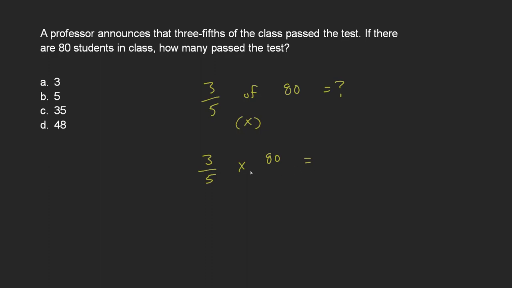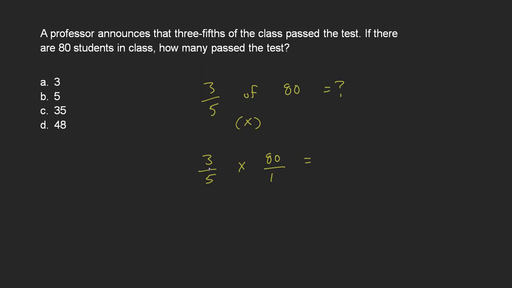And there are a number of different ways that I can go about solving this. Now, probably the easiest way would be to turn them both into fractions. That might not sound like an easy thing to do. However, any number by itself, like 80, can be made into a fraction by just putting it over 1.